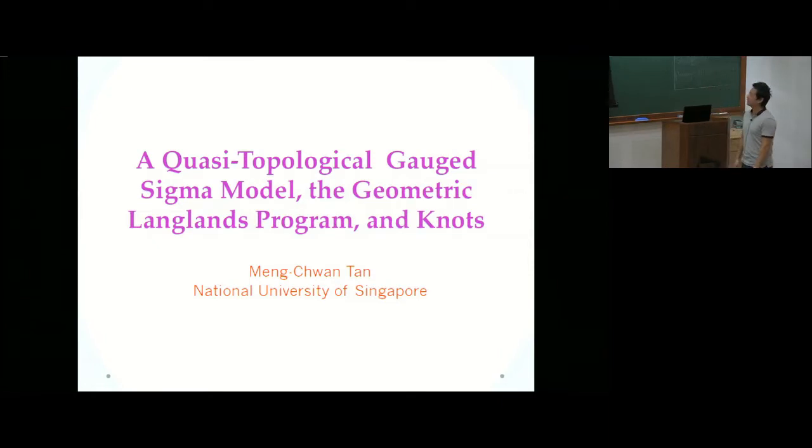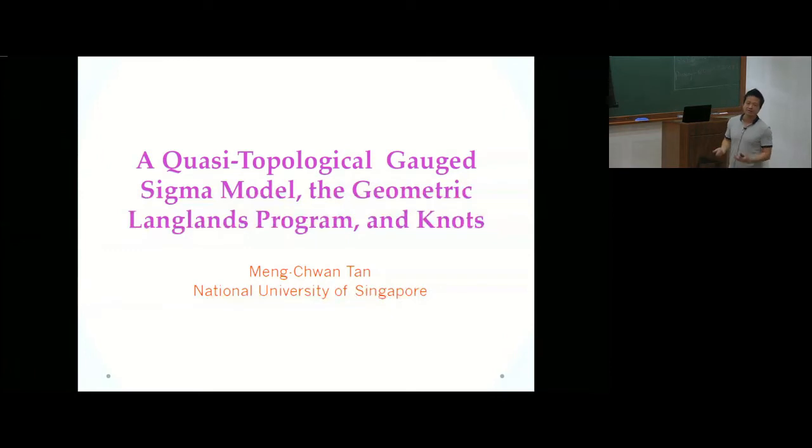Okay, so today I'm going to talk about, as the title says here, a quasi-topological gauge sigma model. Quasi-topological in the sense that you have observables which are not just of conformal dimension zero, but you have conformal dimensions which are non-zero on the holomorphic side. So that's a quasi-topological model.